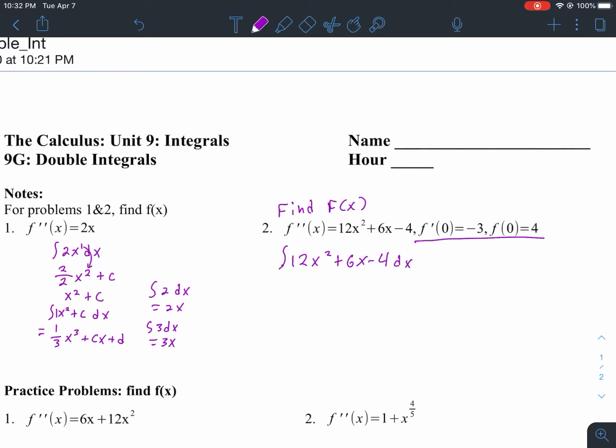Okay, we can simply use the inverse power rule. There's nothing tricky here. So the antiderivative is 12 over the new exponent, 3, x to the third, plus 6 over the new exponent, x squared, minus the antiderivative of 4 is 4x. And let's toss on a plus c for good measure. Now, this would be the first derivative.